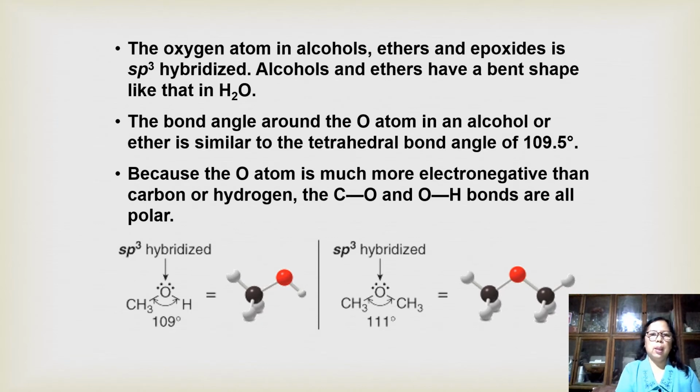Okay, look at this concept. The bond angle around the oxygen atom in alcohol or ether is similar to the tetrahedral angle of 109. If you can remember, the 109 bond angle is similar to that of water.